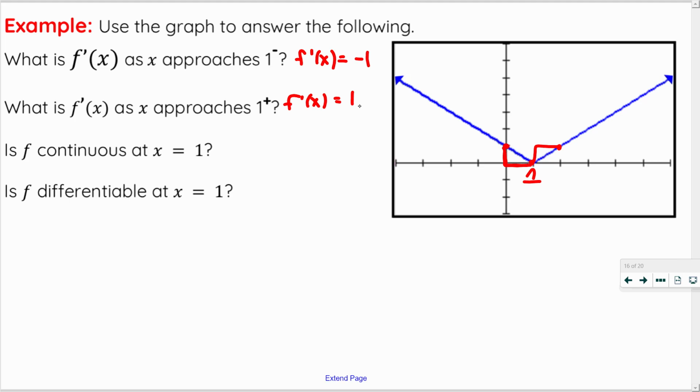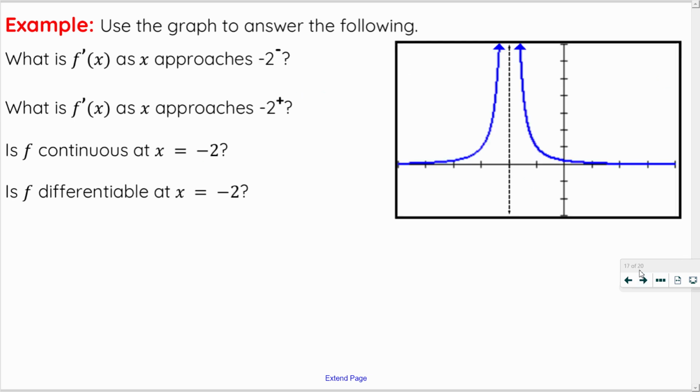So is it continuous at 1? Well, yes, it is. We can say that the limit as x approaches 1 of f of x is equal to the value of the function at 1, because you can see in both of those cases it's equal to 0. So yes, it's continuous, but it is not differentiable, because you can see that the slopes are different on either side. Okay, let's look at another example.